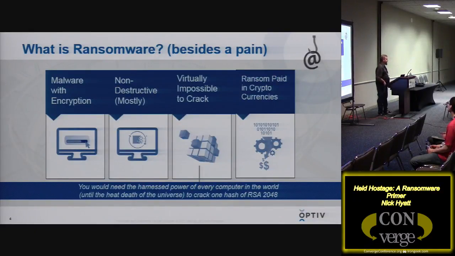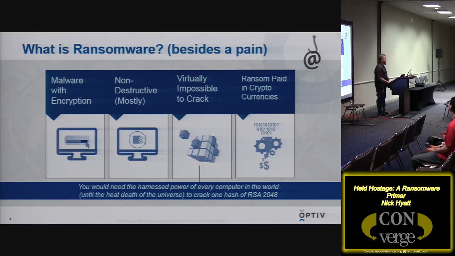We define ransomware as malware with encryption. So not all malware is ransomware, but all ransomware is malware. It's mostly non-destructive. It started out non-destructive. We've seen it take some destructive trends in the past, but primarily it's non-destructive. It's virtually impossible to crack. Using RSA 2048 encryption, it would essentially take you until the heat death of the universe using the horsepower of every computer on the face of the planet to crack one hash. So you're probably not going to get your data back.